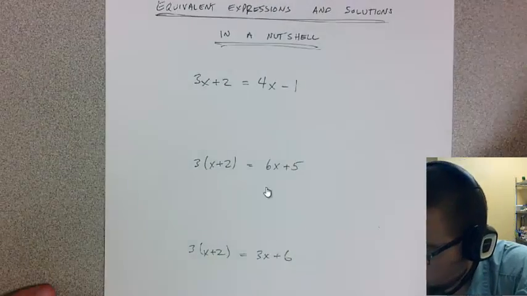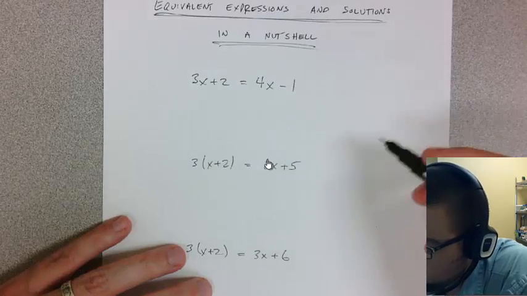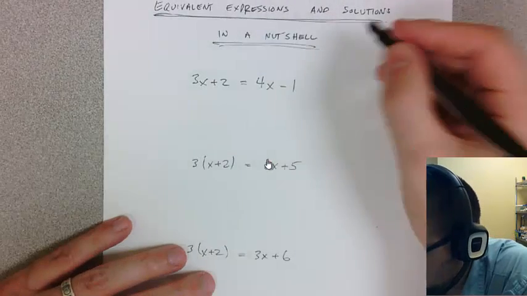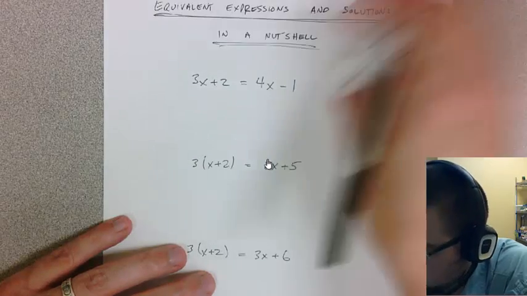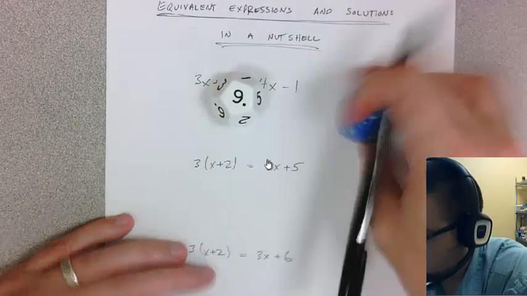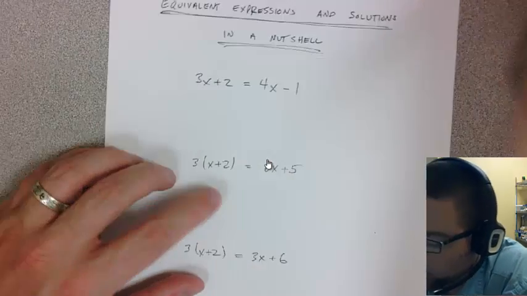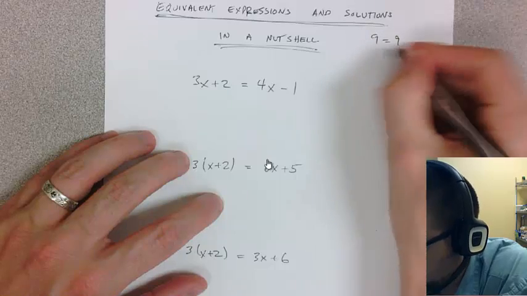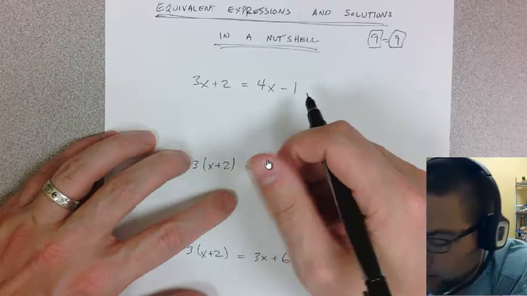Hello everybody. We're going to talk about equivalent expressions and solutions, basically in a nutshell. So previous to this, equivalent expressions are just two things that have the same value. So something like this, 9 is the same as 9. So we say these two things have the same value. So we can say 9 is equal to 9. These are equivalent expressions. This is an expression and this is an expression separated by an equal sign.